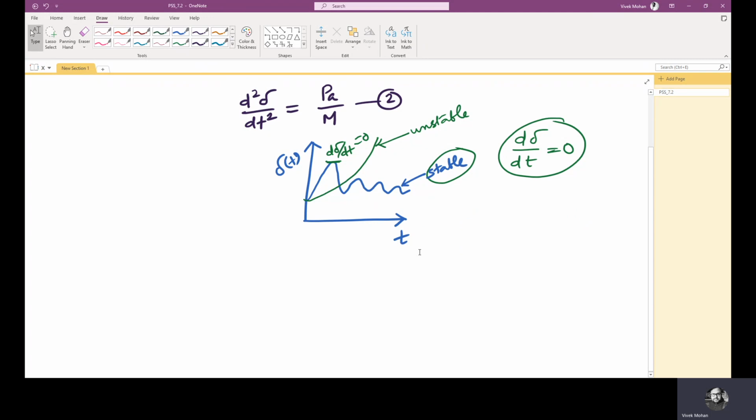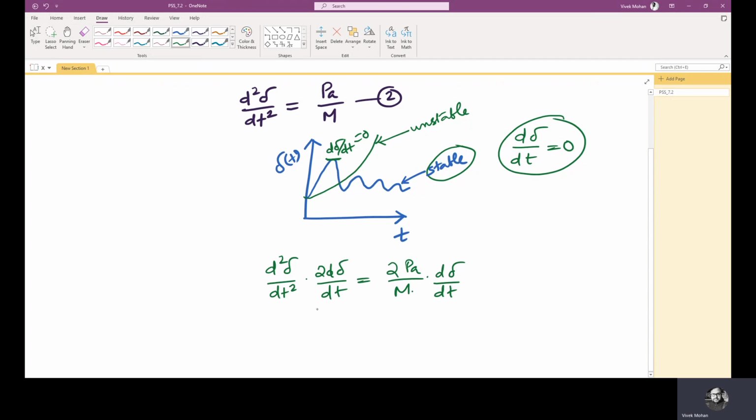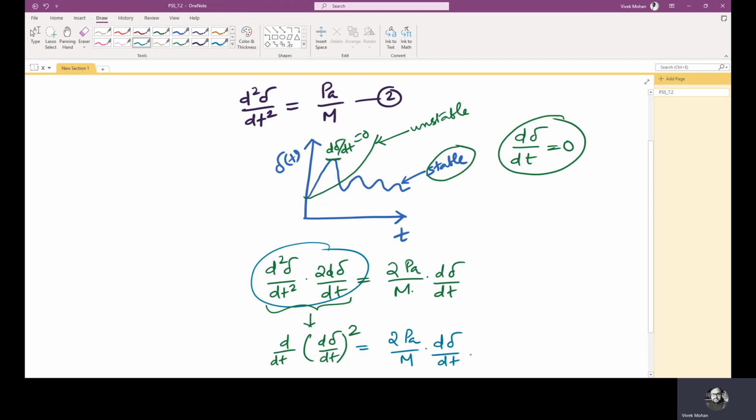If we multiply the LHS and RHS of equation 2 by 2 d del by dt, it will become d squared del by dt squared into 2 d del by dt equals 2 Pa by M into d del by dt. Now the LHS of this equation can be written as d by dt of d del by dt the whole squared, right? Because d by dt of d del by dt the whole squared is d squared del by dt squared into 2 into d del by dt, which is the LHS of this equation. This is equal to, again the same thing, 2 Pa by M into d del by dt, which is equation 3.